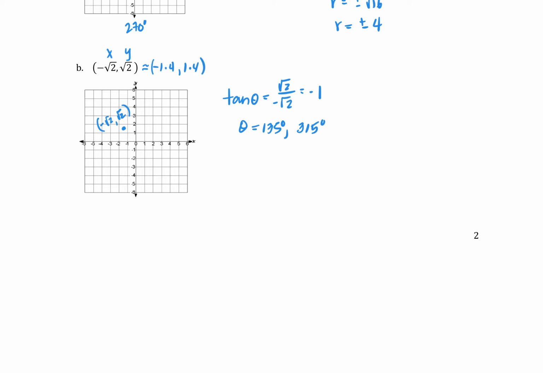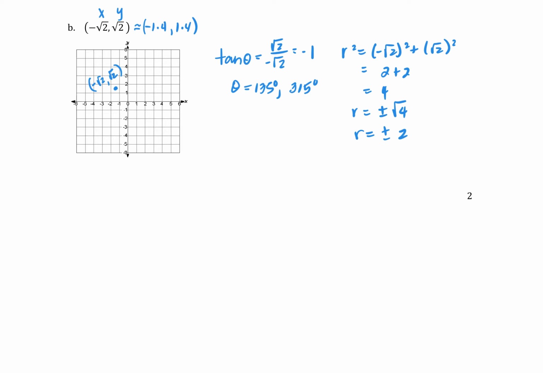And what about my r values? Well, I know that r squared is going to be equal to x squared, so negative square root of 2 squared, plus y squared, which is square root of 2 squared. So r squared is going to be 2 plus 2, or 4, which means r is going to be plus or minus the square root of 4. r is equal to plus or minus 2. So we have two choices for my angles, and I have two choices for my r values. I have r is equal to positive 2, r is equal to negative 2.